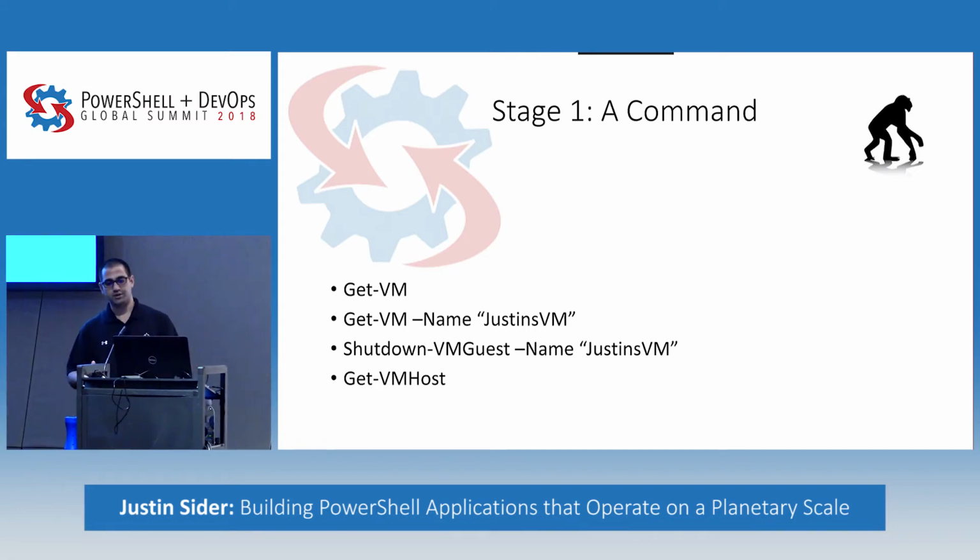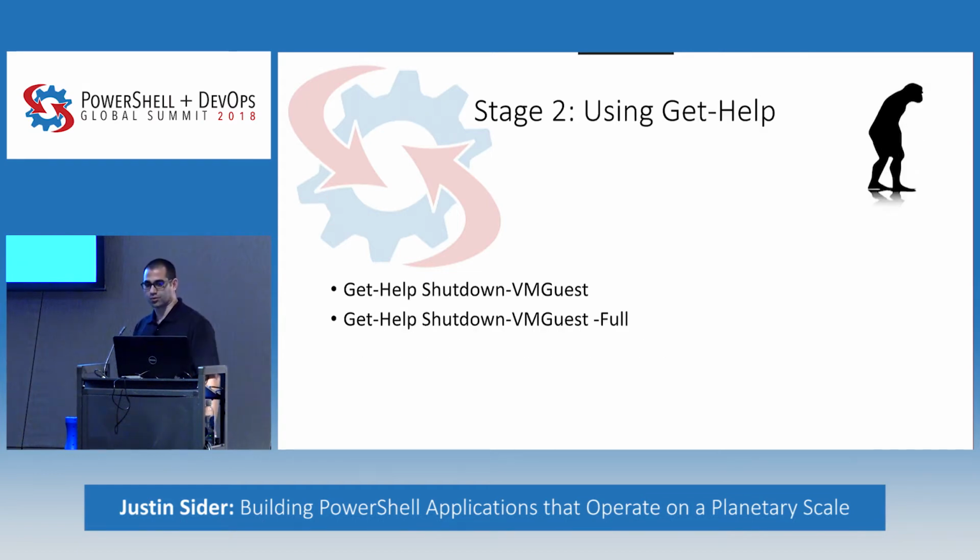So stage one, you start learning PowerShell, you're going to do simple commands, right? Get-VM, Shutdown-VMGuest. You're going to maybe use a parameter, maybe you don't. Pretty basic stuff. Stage two, we start walking a little bit, and we're going to use Get-Help, right? You're going to learn how to use the functions, what's available. You have to be admin to use Get-Help, but that's a different story. It's going to be fixed.